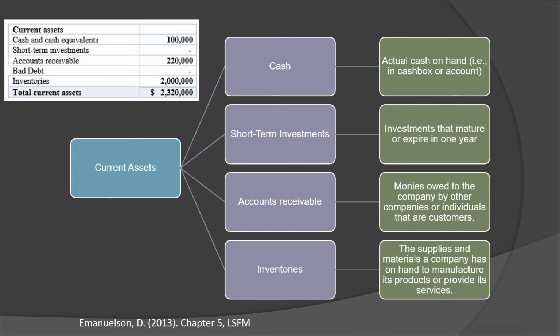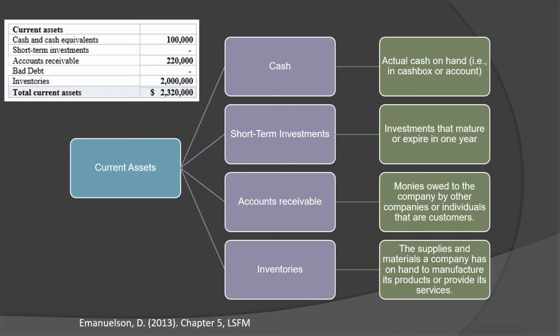Accounts receivable are simply the monies owed to a company by other people. You've provided a product or service, and this is what people owe you. And inventories are the supplies and materials a company has on hand to manufacture its products or services. So, the resources that you use to actually make things.